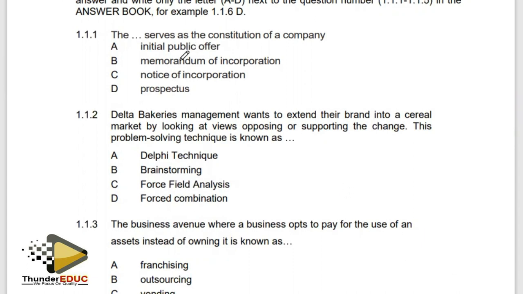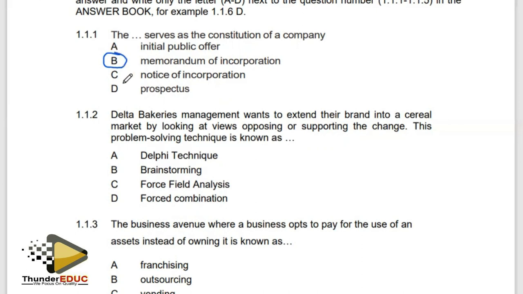Okay, let's look at this. For example, question 1.1.1 says the dash serves as the constitution of the company. Yes, we are given alternatives. For example, we have the initial public offer serving as the constitution of the company. This is never there. It has never been one of the documents of the companies, and therefore it is wrong. So when you look at the memorandum of incorporation, definitely this is the most appropriate answer.